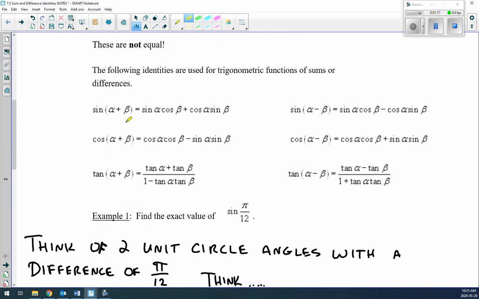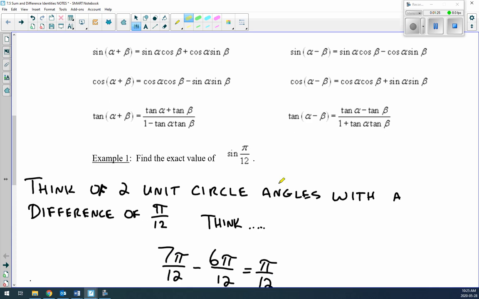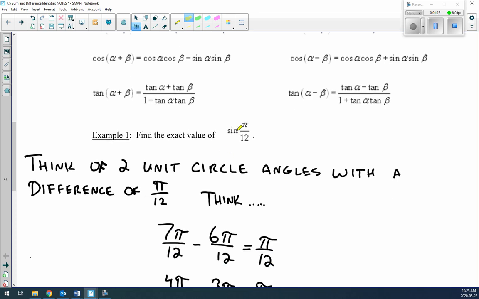So we have sine, these are addition ones, sine, cosine, and tangent. And we have sine, cosine, and tangent again for subtraction. So what this allows us to do is find exact values of things like sine of pi over 12. Is pi over 12 on the unit circle? No, we don't have it on there. We don't know what it is.